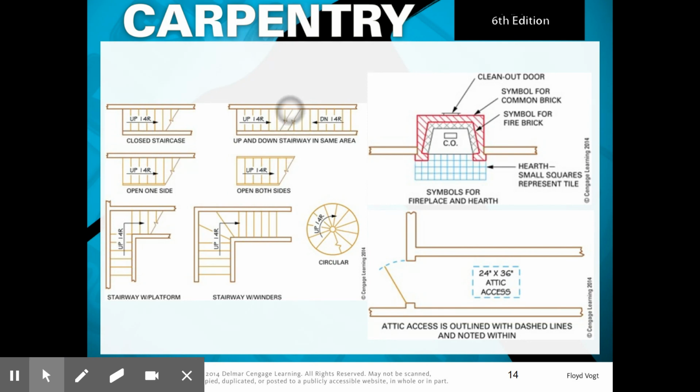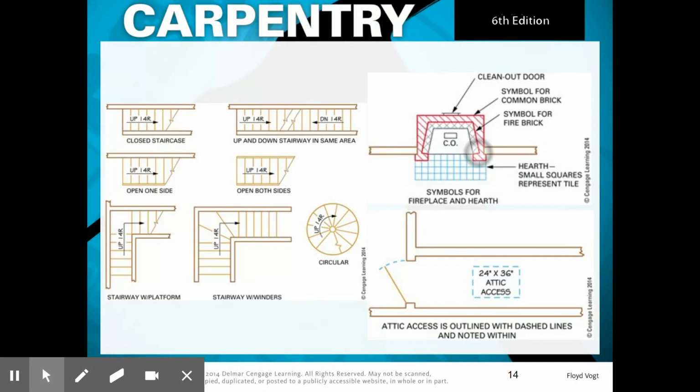And these are your breaks that we've seen before. This is going down, 14 risers. This is going up, 14 risers. On these, there's a wall on one side. They're going up, 14 risers. These are open on both sides, and it's going up 14 risers.